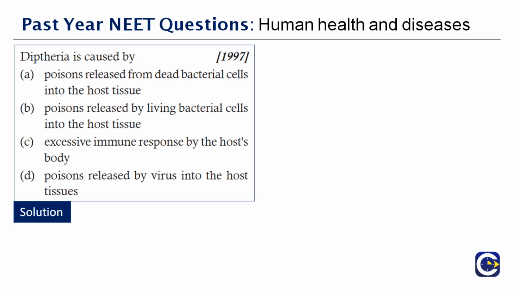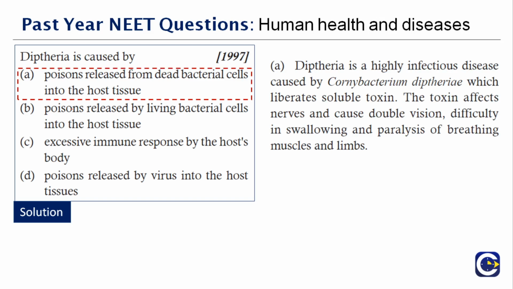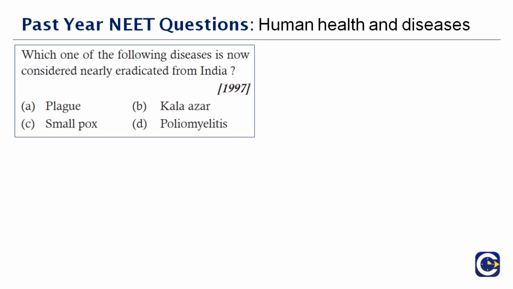Since I told you what it is, now you should be able to answer the question. So it's the poison that is released from the dead bacterial cells into the host tissues. Therefore, the right answer to this question is option A. Now let's move to the next question here.